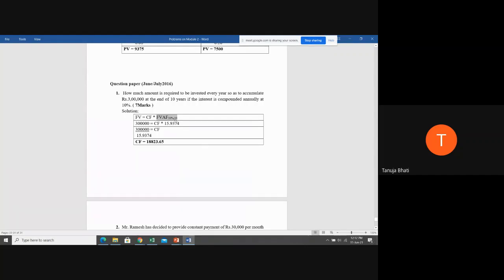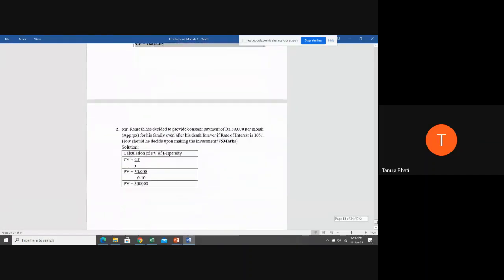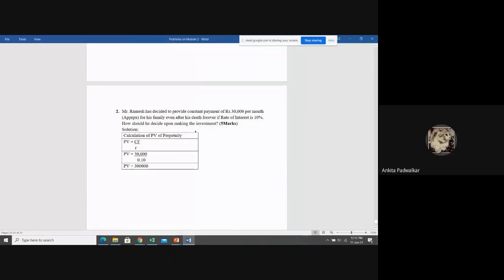Okay, so I'm not showing you all that part. So you get it as 15.9374. Then you have to divide 3 lakh by 15.9374. We will get the cash flow as 18,823.65. Is this problem clear to everyone? Yes, ma'am.